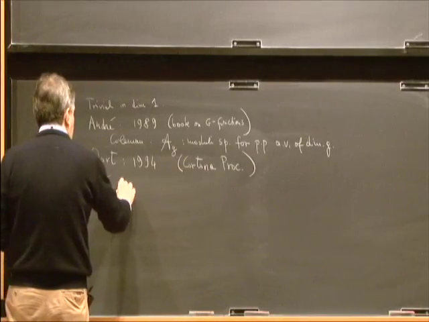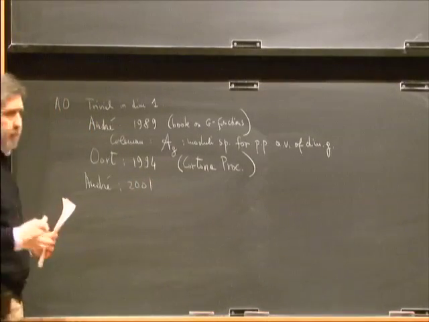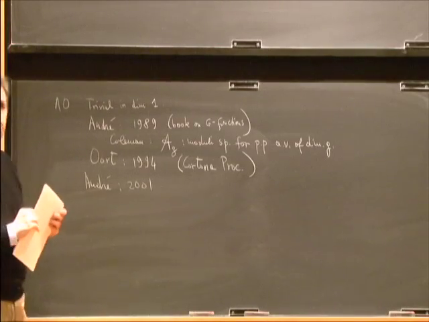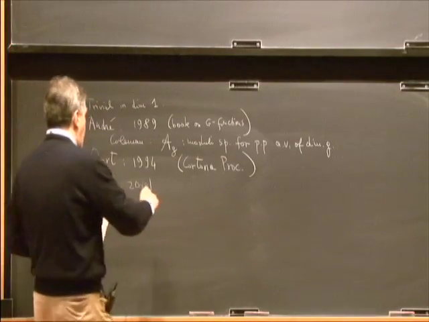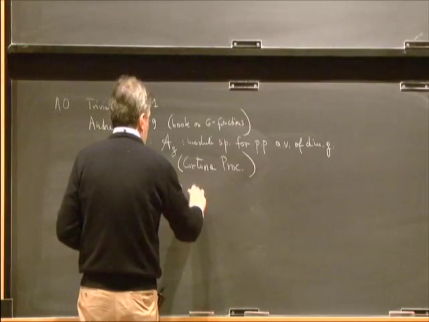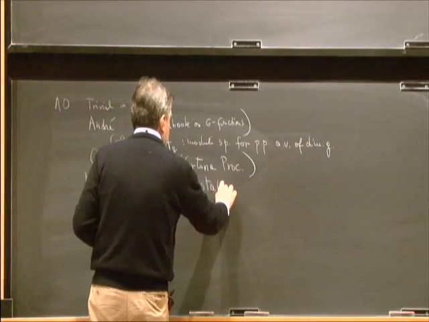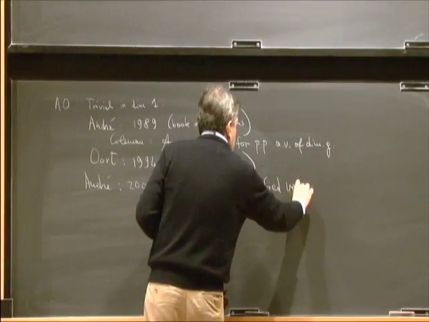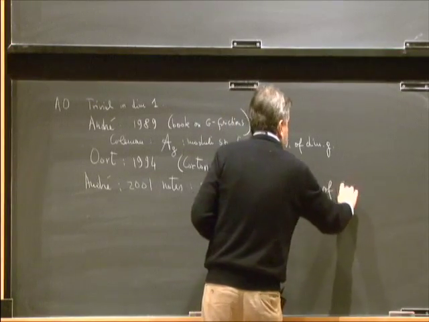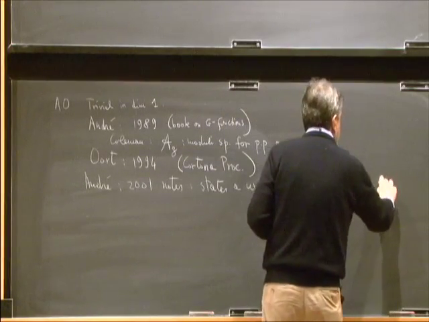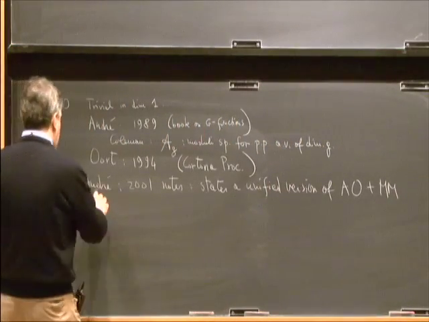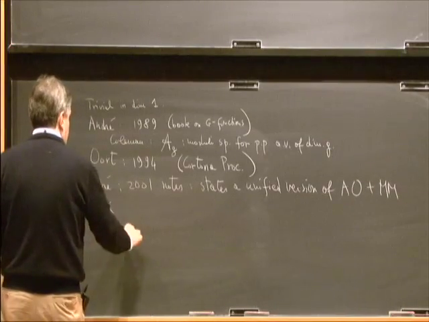And actually, explicitly, in 2001, he gave a course with notes which may be found on his webpage. I don't think they have been published, but in these notes, he states a unified version of this conjecture and the Manin-Mumford, and which also has been done by Pink, I think.